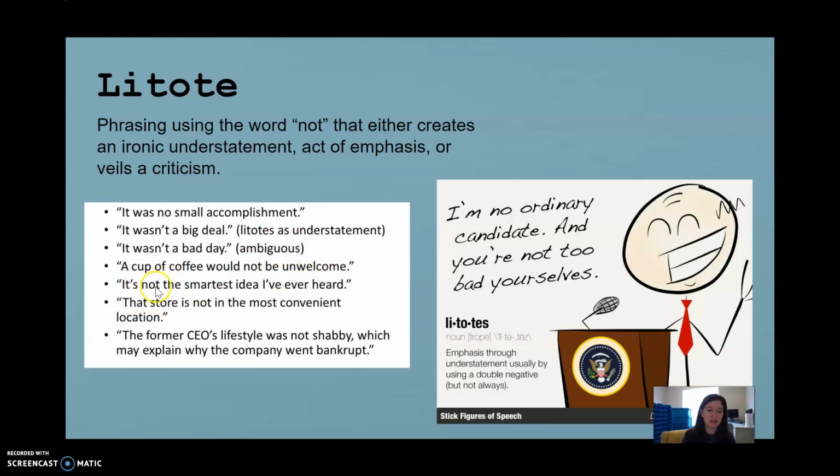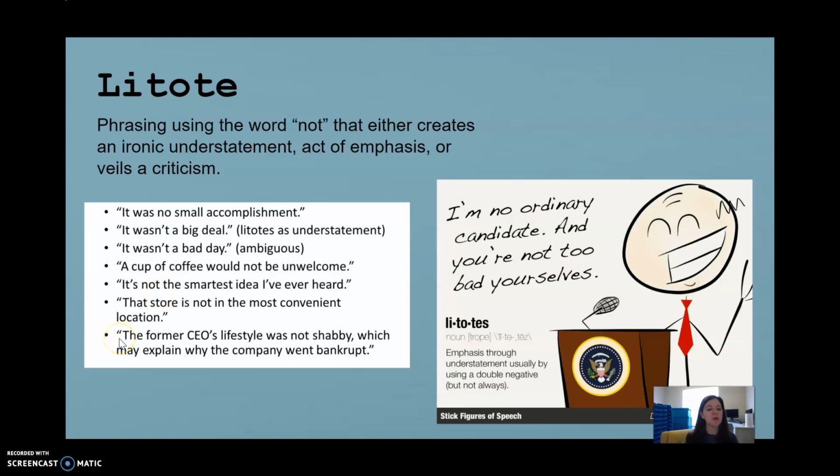So this one is used differently. "It's not the smartest idea I've ever heard." This goes under the veiled criticism, where instead of saying that was a stupid idea, they say it's not the smartest idea. While they're not calling the person stupid, they ultimately are. It's just hidden by the use of "not the smartest idea." So by making it more wordy, by using the litote, it veils the criticism. And that is an example of how to use a litote in that way.